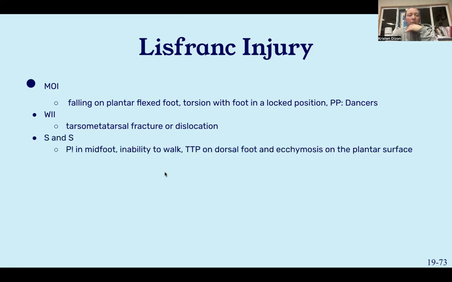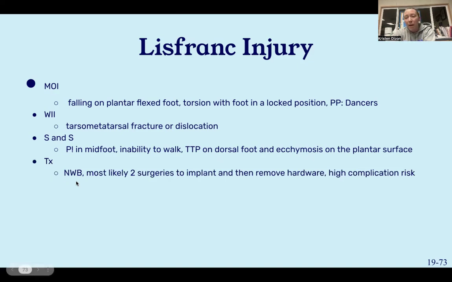Signs and symptoms. You're going to have pain in the midfoot, so in the center of your foot. You're going to not be able to walk because every time you shift your metatarsals, it causes pain. You're going to have TTP on the dorsal or the top of the foot, but what's really interesting is you get ecchymosis on the bottom of your foot, almost in a line of where your metatarsals are. So it's just an interesting finding.